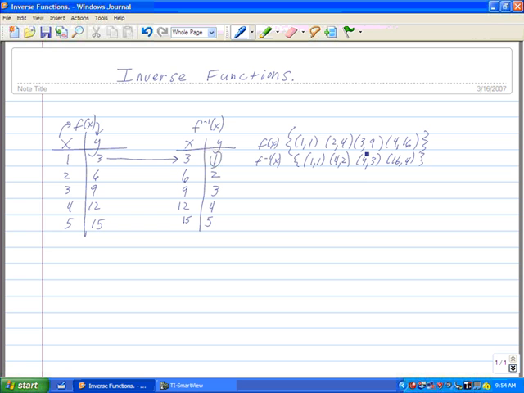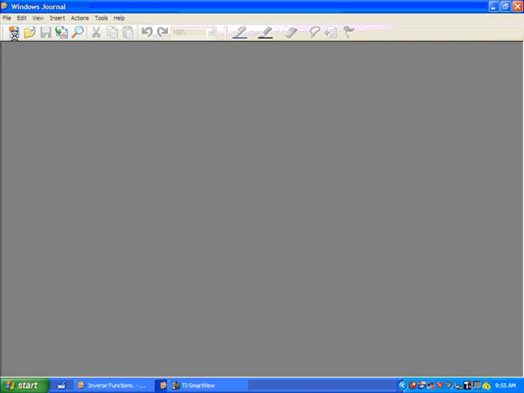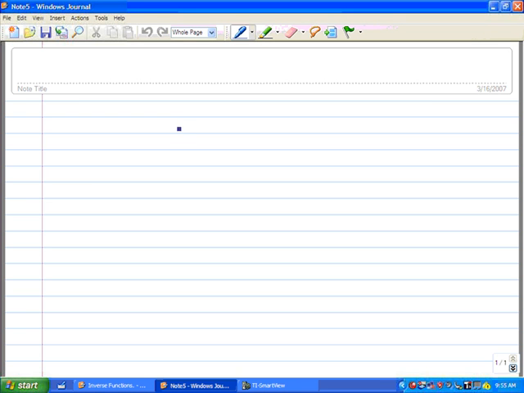Now, with ordered pairs, an inverse function is easy to find. Another place that it's easy to find, or at least easy to inspect, is graphically. When you look at a function versus its inverse, there's sort of a magic line that defines what you're going to see. An inverse function will be the mirror image of the original function across that line.